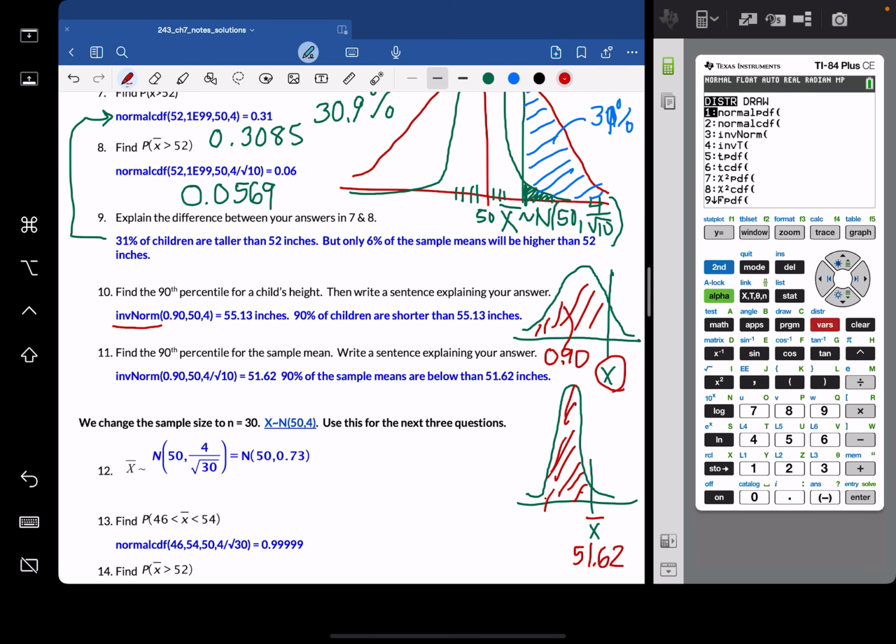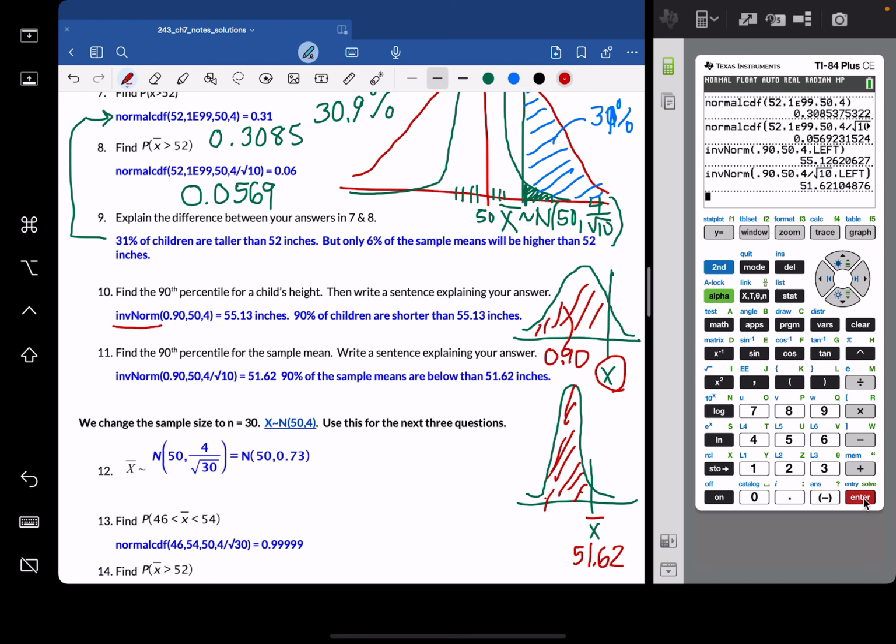Second distribution, inverse normal. So the only thing I change here is I go in and I say 4 divided by square root 10. Oh, there's the parenthesis. Okay, enter. And arrow down, enter, enter. 51.62 is what I'm getting.